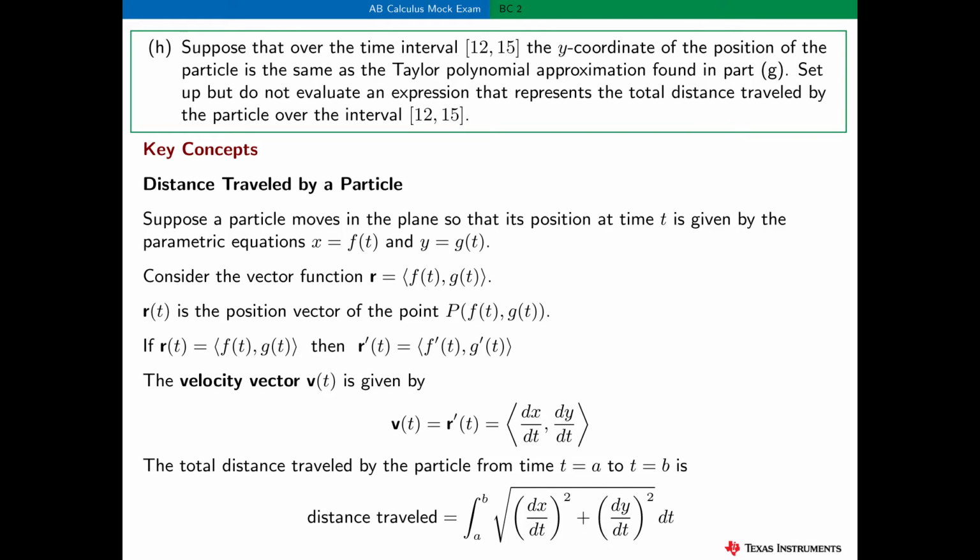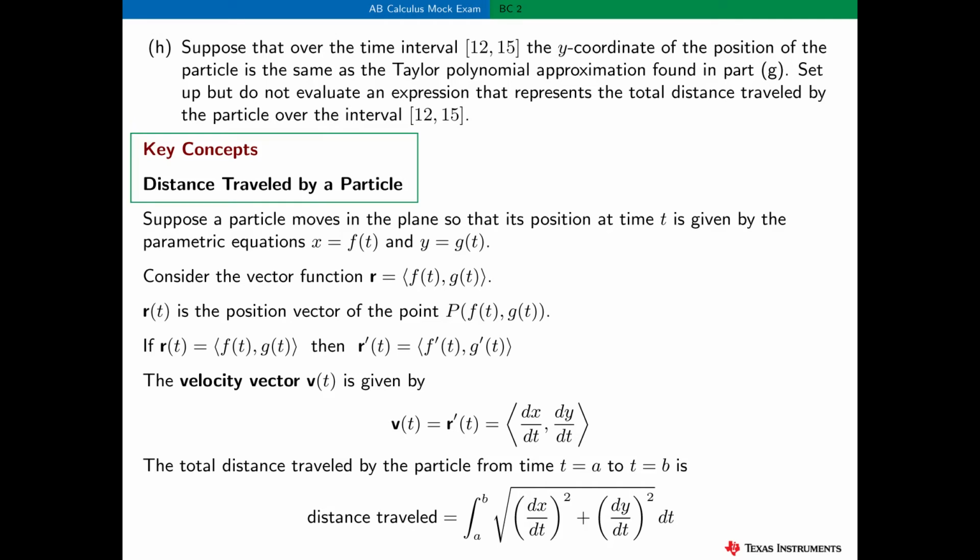In part H, we need to use the Taylor polynomial found in part G and set up an expression that represents the total distance traveled by the particle over the time interval 12 to 15 seconds. The key concept here is, of course, the distance traveled by a particle. That is, how to find the distance traveled by a particle over a time interval when the particle is moving in the plane. Now, I'm going to talk about this concept in the context of a vector function.